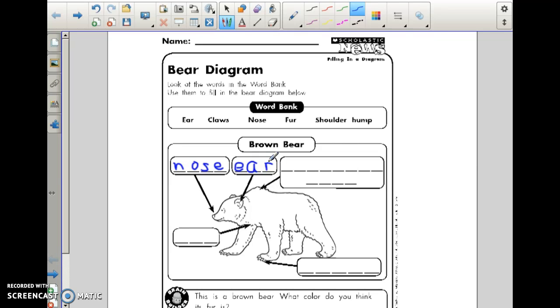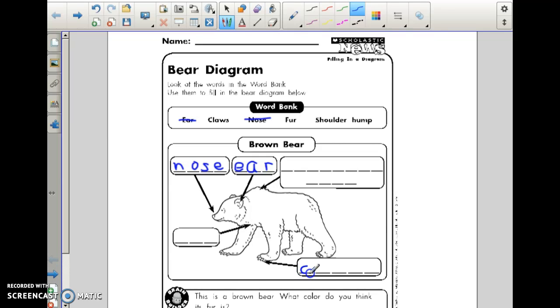Next, I'm going to come down, and what I should have done from the beginning is cross out the words as I use them so I know what words are left. So I have nose, I did ear. Now I'm going to come down, and so I could say that this arrow is either pointing to the bear's foot or paw or the bear's claw. Since it's pointing to the very edge of the bear's foot, I'm going to think that it's a claw because I don't see the word foot up here. So I know that this word claw has to have 1, 2, 3, 4, 5 different letters.